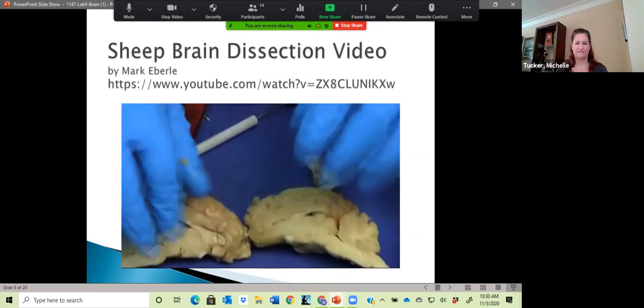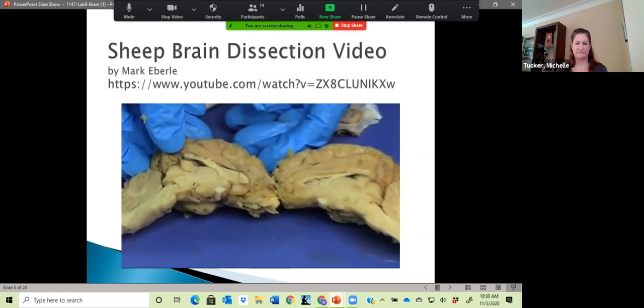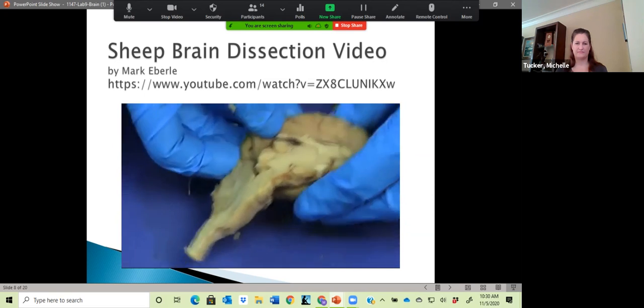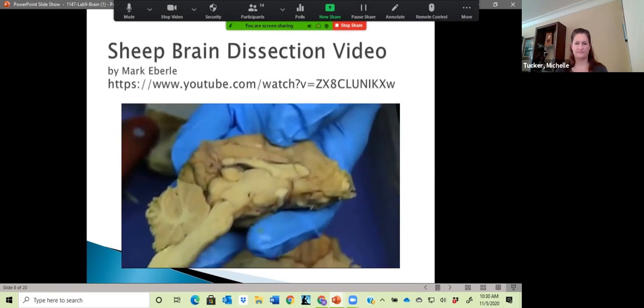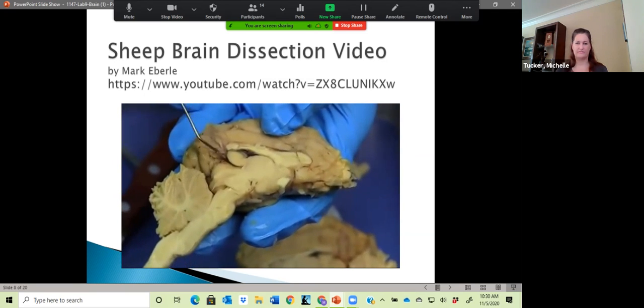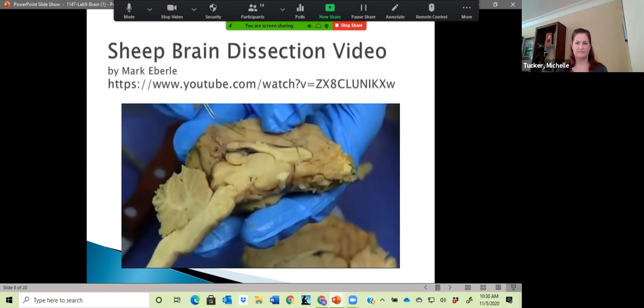So now I have the two halves, and we can see some of the midline structures of the brain. Let me show you this one. This is the left half. So right here, you can see the pineal gland. And we saw it sticking up out at us when we looked at it from the back before we cut the brain. So there's the pineal.